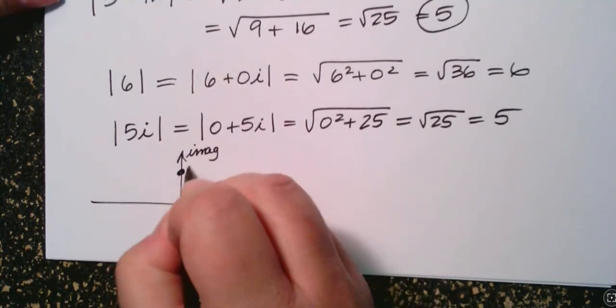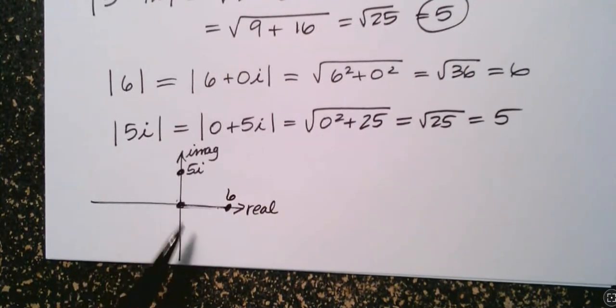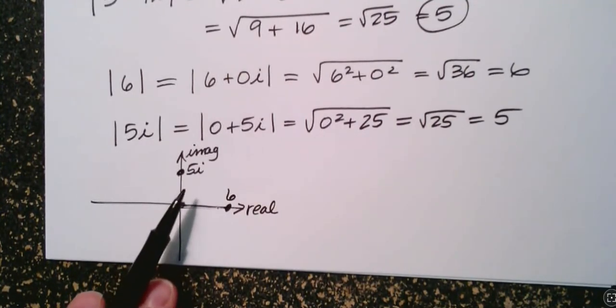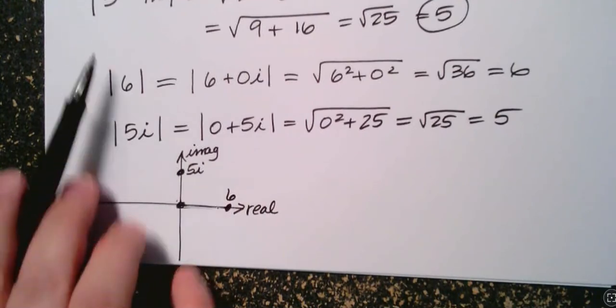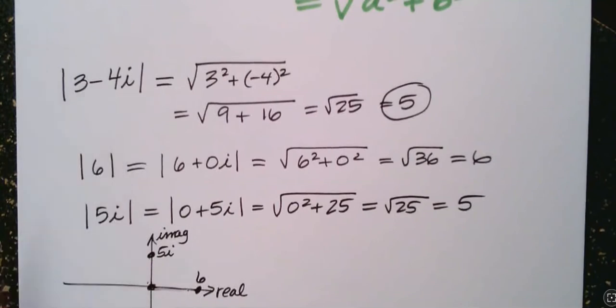So again, if absolute value is the distance away from 0, then if you don't have both a and b, it's just your a or just your b. Here I just have an a, here I just have a b. I don't have to do the Pythagorean theorem because I'm on one of the axes there.